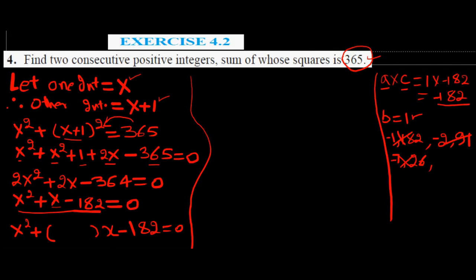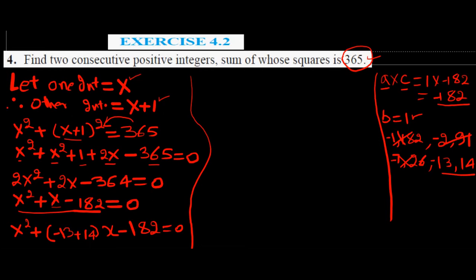The next pair is 13 and 14. Of course it will be minus 13 because the lower number is negative and the higher number is positive. If I add these two numbers, it will give me plus 1. So minus 13 and plus 14 are the two numbers which I am looking for. So I will write these two numbers here: minus 13, plus 14.